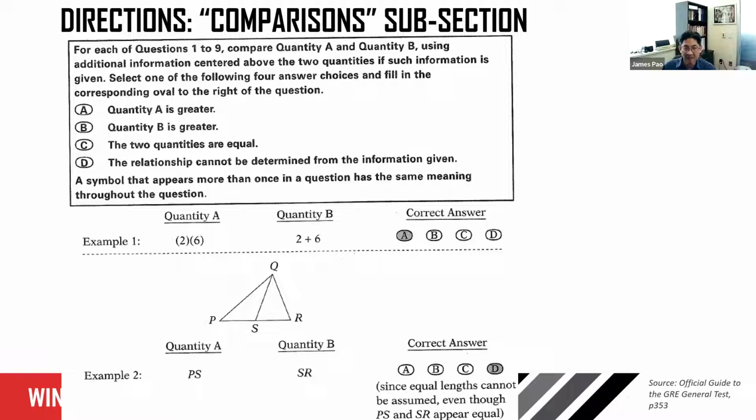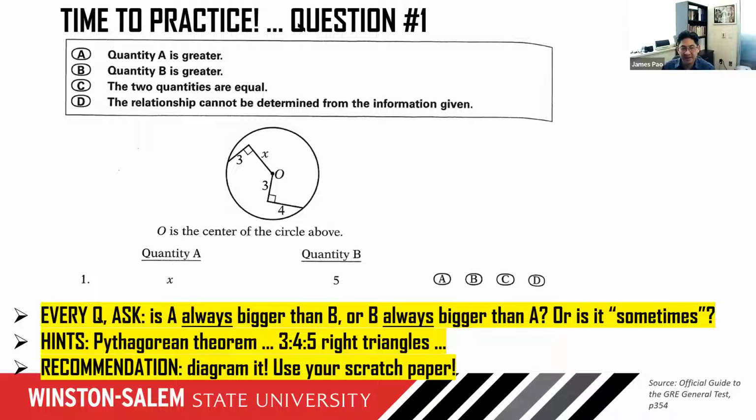Now we'll get into the real stuff. Here's a real question. It's time for us to practice. Here's one of maybe 7 or 8 questions. What I'm going to do is read off the question and let you think about it.